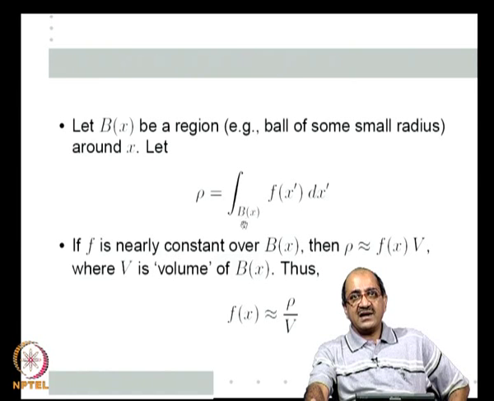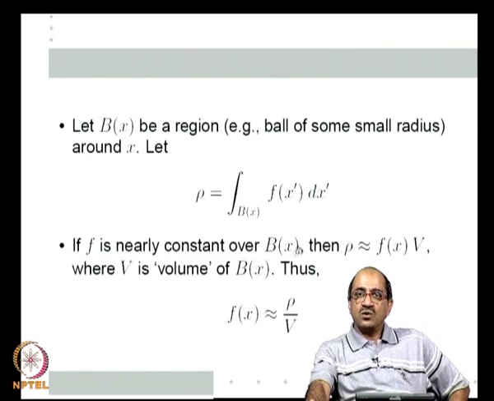So, I can take b of x of known volume. So, the question is how do I get rho? Rho is this integral. Of course, I do not know f, so I can't directly calculate the integral, but I get rho from the samples.